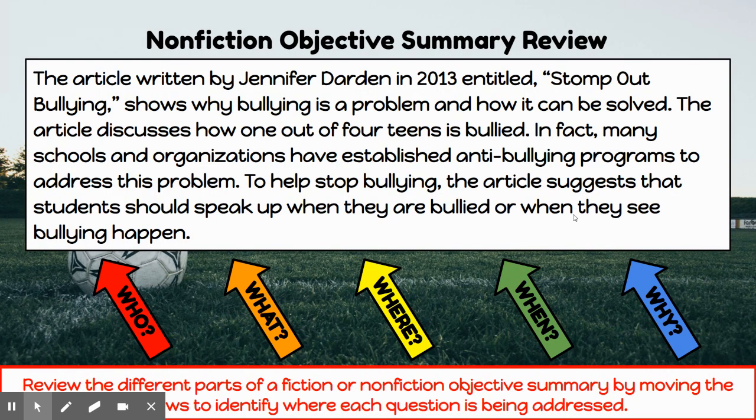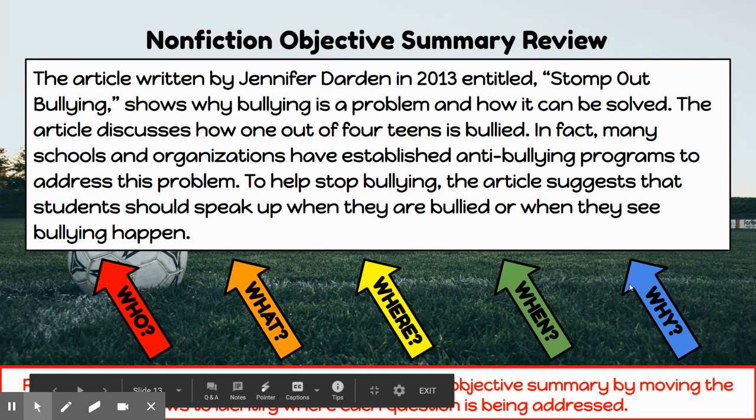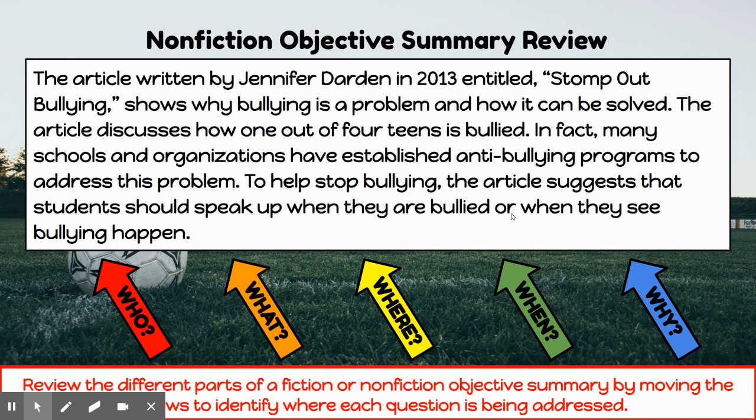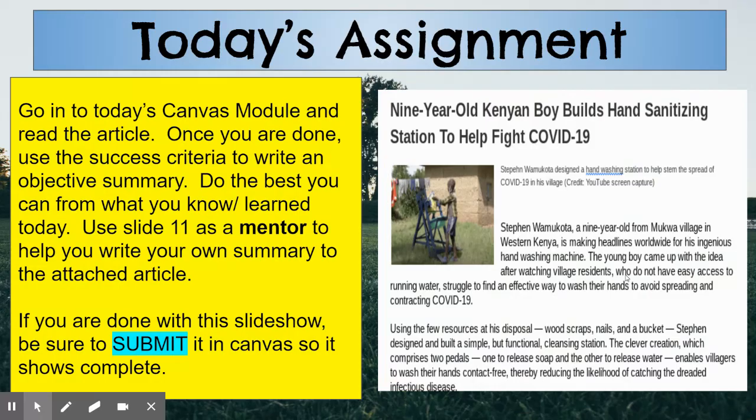So in this practice, you're going to simply move the different color arrows to where you think the who, what, where, when, why is. So when you get to that, just simply move the arrows in front of those things in this example objective summary that was written by somebody else. So can you spot the who, what, when, where, why?